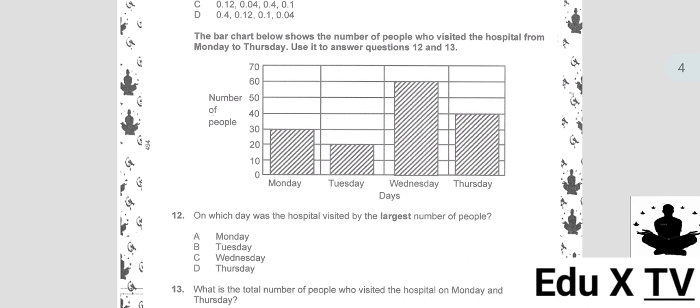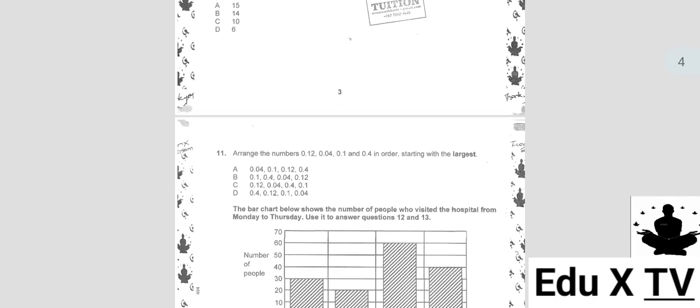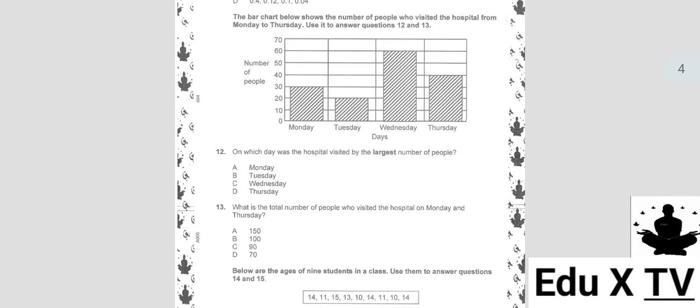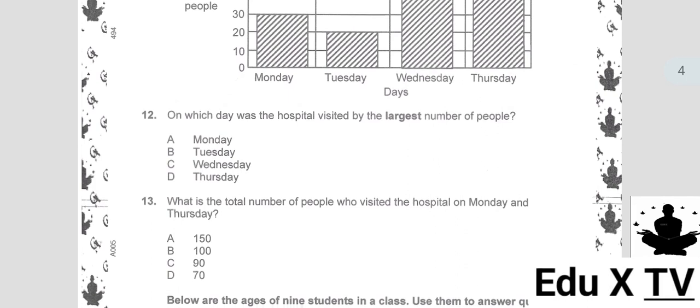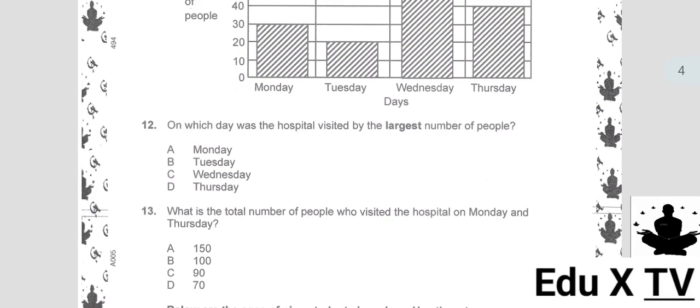The bar chart below shows the number of people who visited the hospital from Monday to Thursday. Use it to answer questions 12 and 13. As you can see in the chart. Number 12. On which day was the hospital visited by the largest number of people? The answer is C. Number 13. What is the total number of people who visited the hospital on Monday and Thursday? The answer is D.